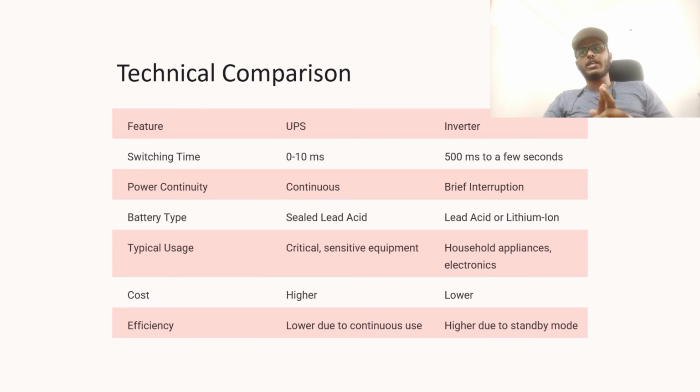And efficiency: UPS efficiency is lower because it is used continuously, whether your power is on or off, because it provides stabilization as well. So it is a continuous operation. Whether your power is on or off, the output is coming through the UPS. Whenever you are switched on, your UPS is on. Whereas the inverter's efficiency is higher because it is on standby. Only whenever your incoming power is not there will the inverter act. So the running hours or operating hours will be lesser for an inverter, so the efficiency will be higher.